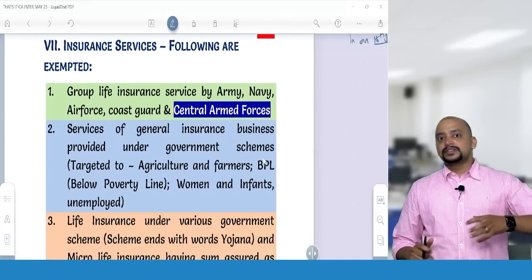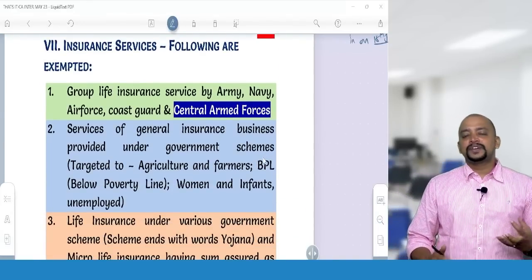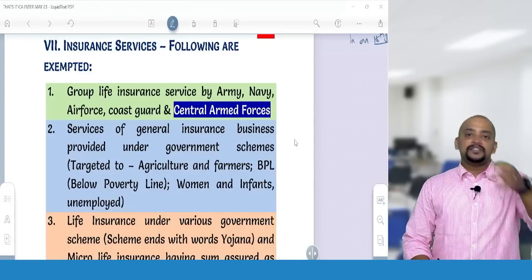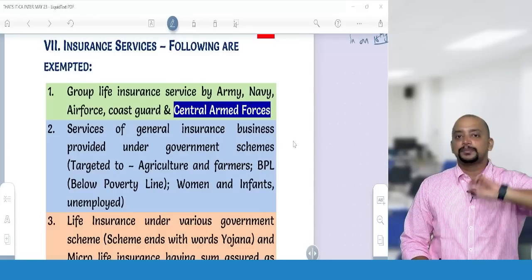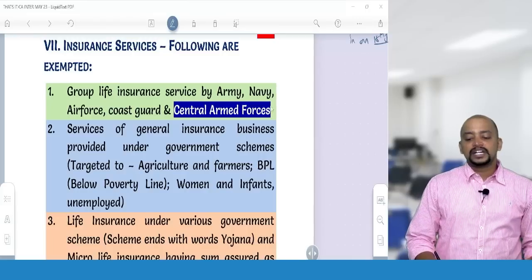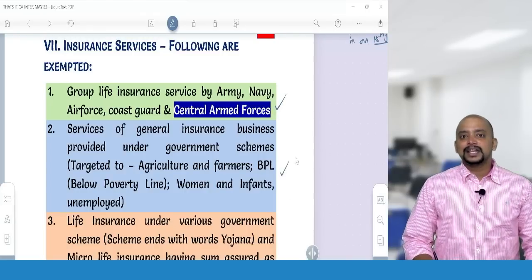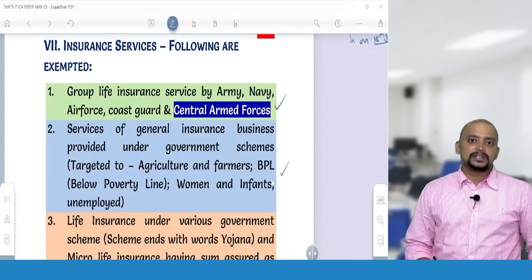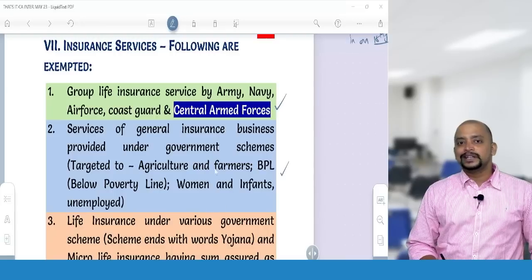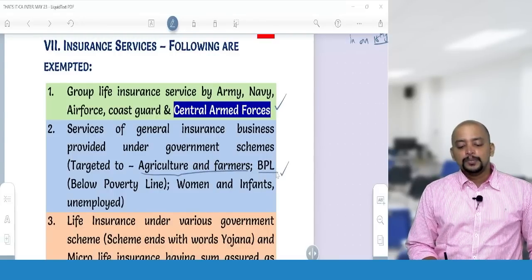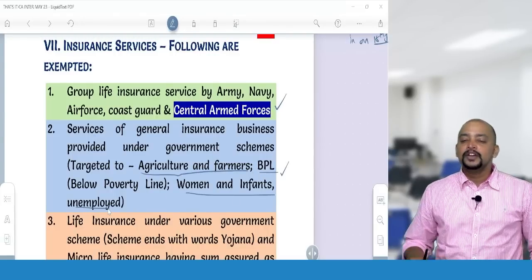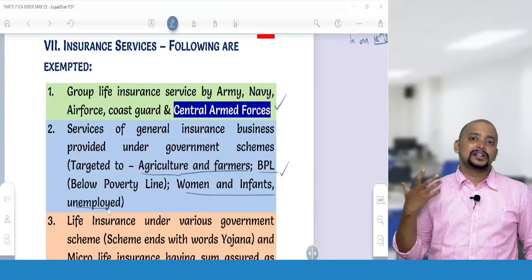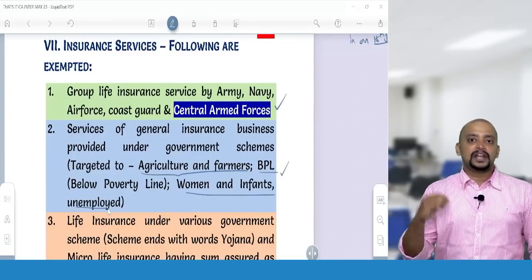Then insurance services. First, group insurance fund of Army, Navy, Air Force, Coastal Guard and Central Armed Police Forces. There will be some premium paid by each and every person towards the group insurance fund. So that amount collected will be exempted. Then there is an insurance company providing general insurance services notified by government. Usually these are targeted to agriculture and farmers, below poverty line, women and infants and unemployed. For example, failed pump insurance, palm seed insurance, hut insurance. These are examples notified by government, that is exempted.